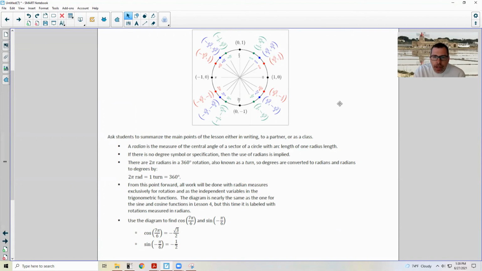So 7π/6 is right here in red, and it said cosine, so that's your x value, so it's negative √3/2. And find the sine of negative π/6. Well, π/6 is here, so negative π/6 equals positive 11π/6, and the sine of that is negative 1/2.